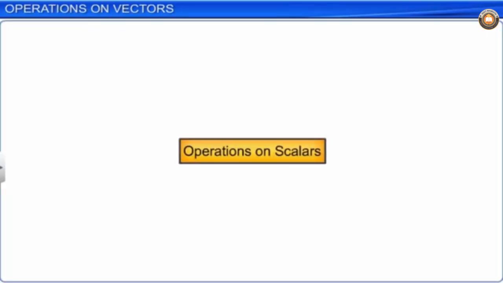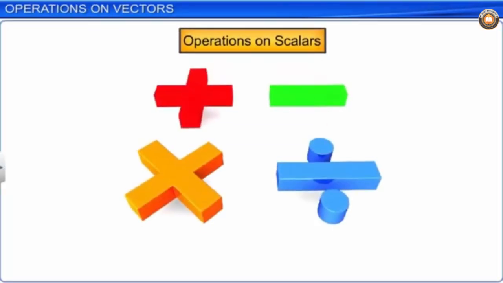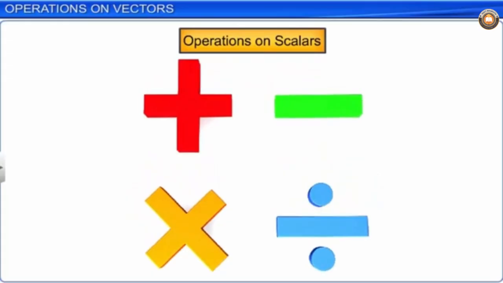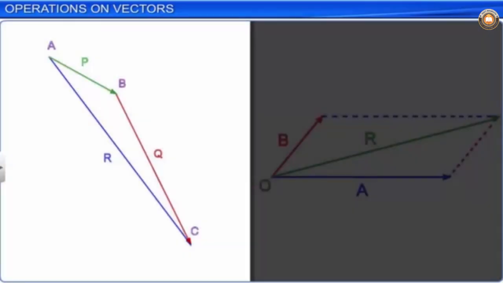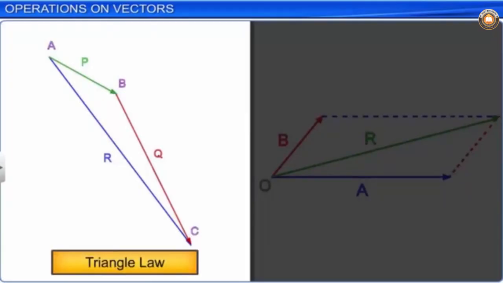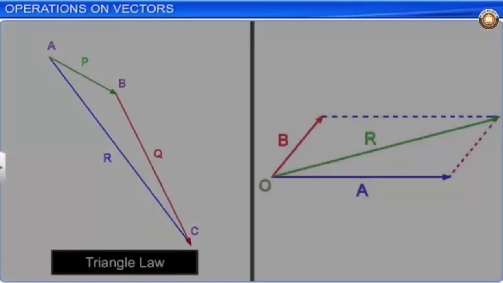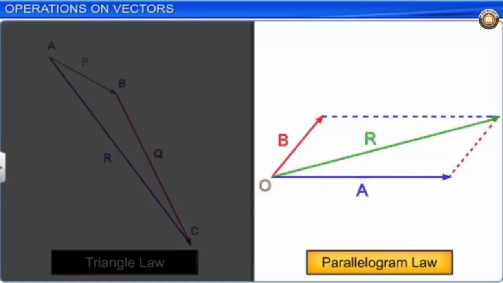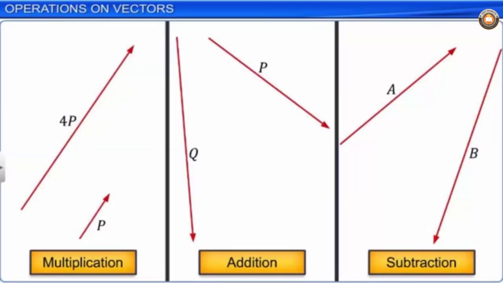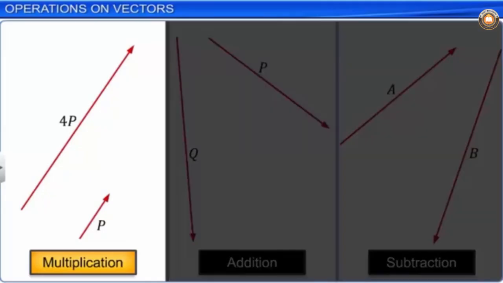Operations on scalars are the same as in elementary mathematics and algebra, whereas operations on vectors obey the triangle law and parallelogram law of addition. You will learn various operations on vectors one by one in detail. First, let's start with multiplication of a vector with a real number.